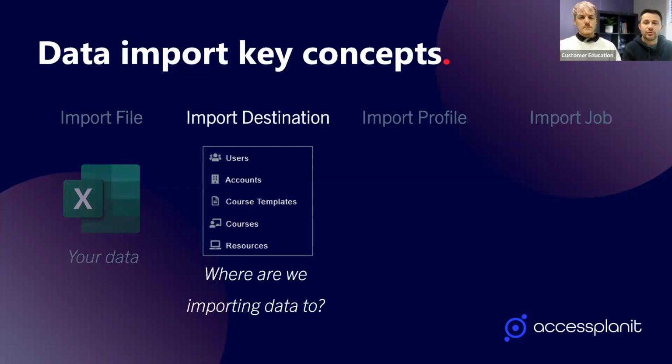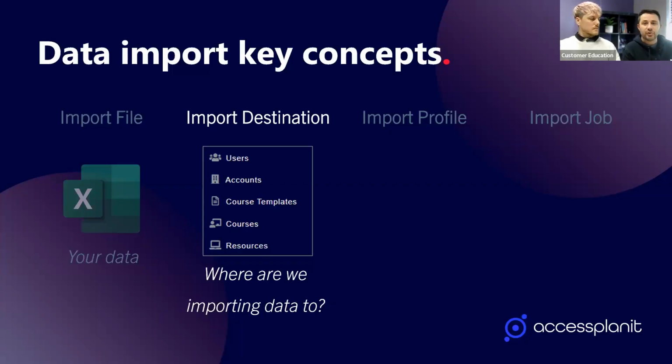Next we have the import destination. The import destination tells Access Planet where this data should go in the platform, in other words, what type of records you're importing. There are different destinations available, such as courses, users, course templates, and resources. Today we're specifically focused on the courses import destination, which funnily enough is called course states. Choosing the correct destination is important because it controls which fields are available, what validation rules apply, and how your data will be processed.